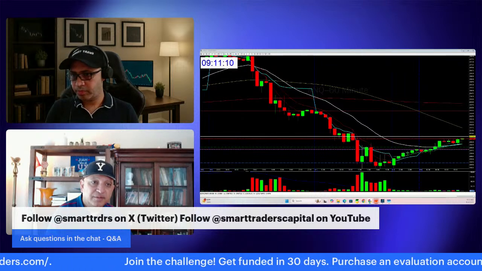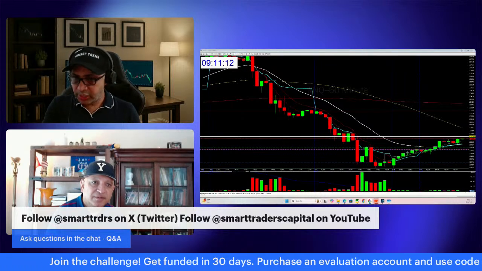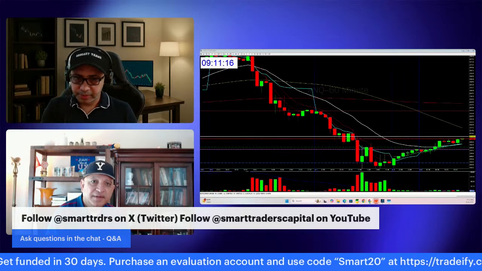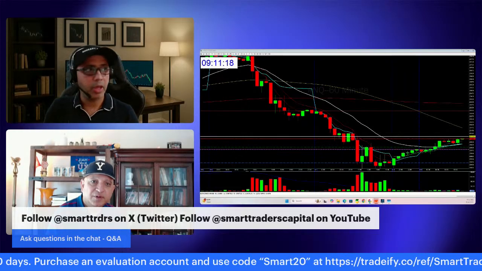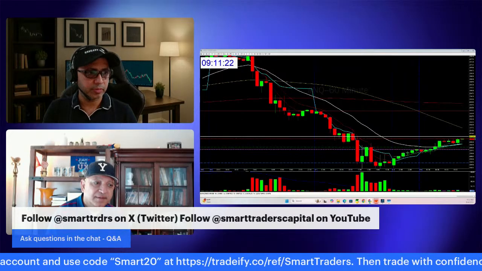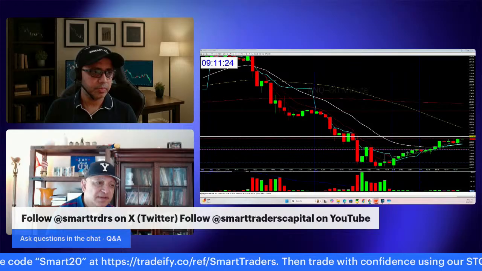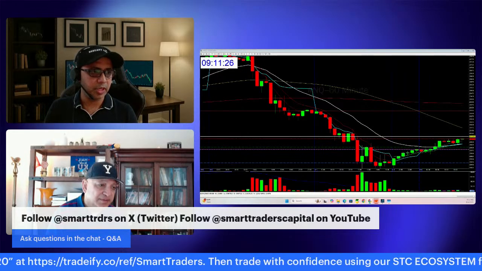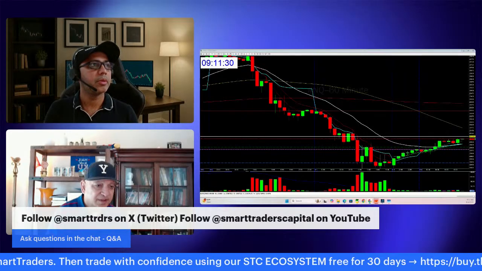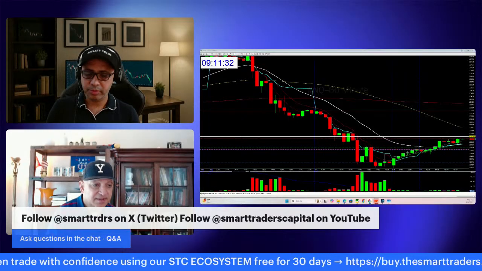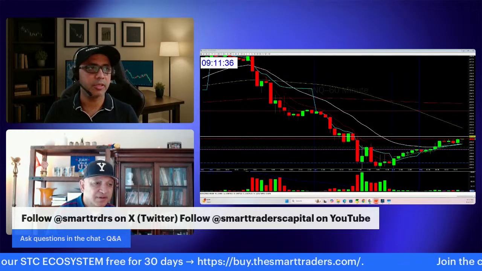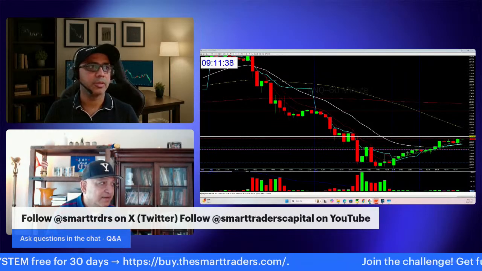So there is an R4 here, exactly at this level. NQ just broke R4 basically, but ES is way below R4 now. That's the divergence you're talking about, right? So we cannot just go long on NQ because ES is still not close to R4.